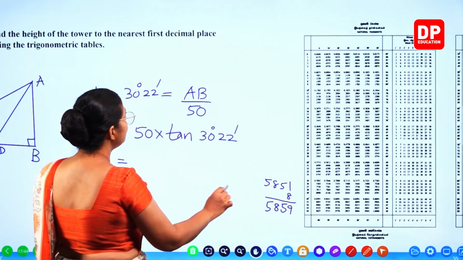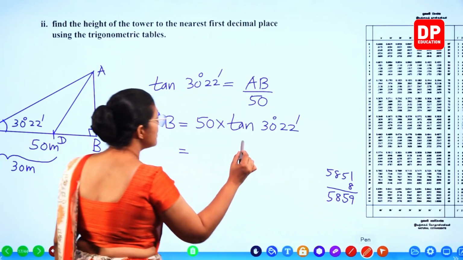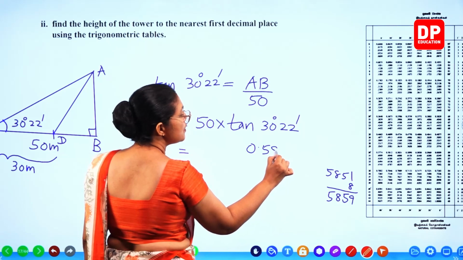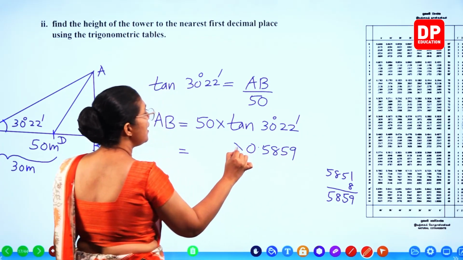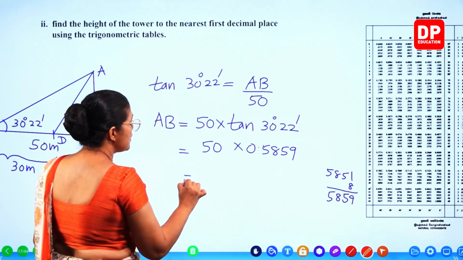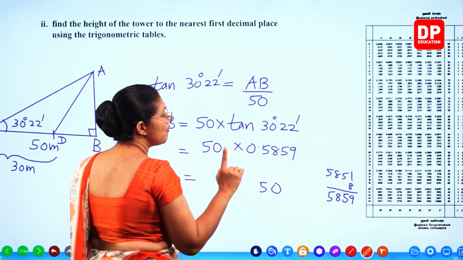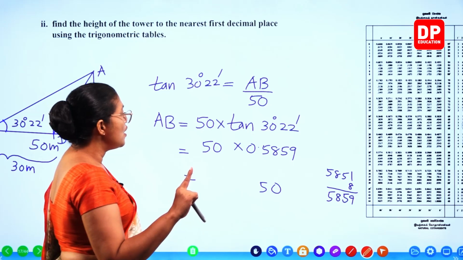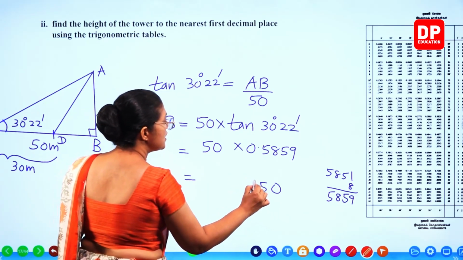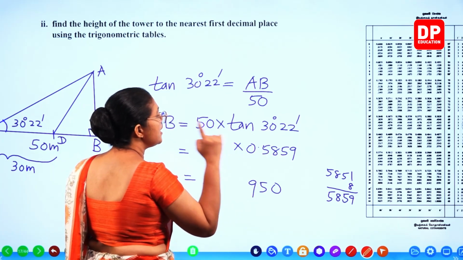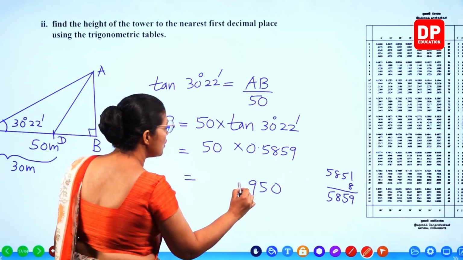5859. So 0.5859 multiplied by 50. Put a 0 and multiply by 5. 5 times 9, 45. 4 remaining. 5 times 5, 25 plus 4, 29. 2 remaining. 5 times 8, 40, 42.